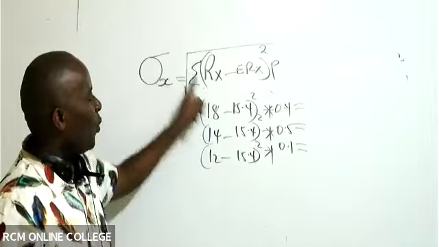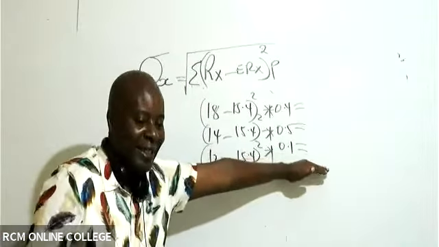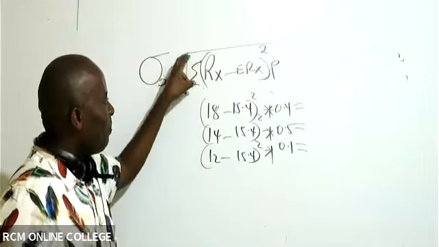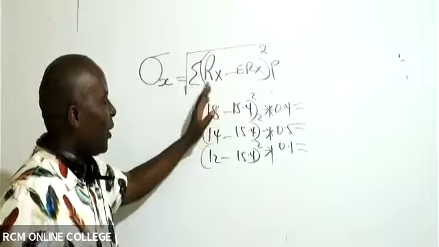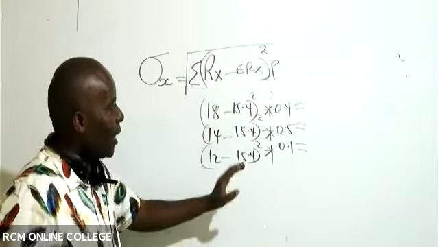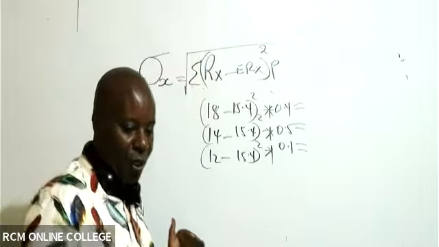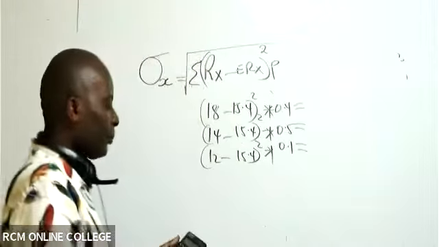This root will come after we have summed the three. Don't get the root for each one of them. You see the root, we have summation first. So after we get each one of them individually, we sum them, and then we get the square root.